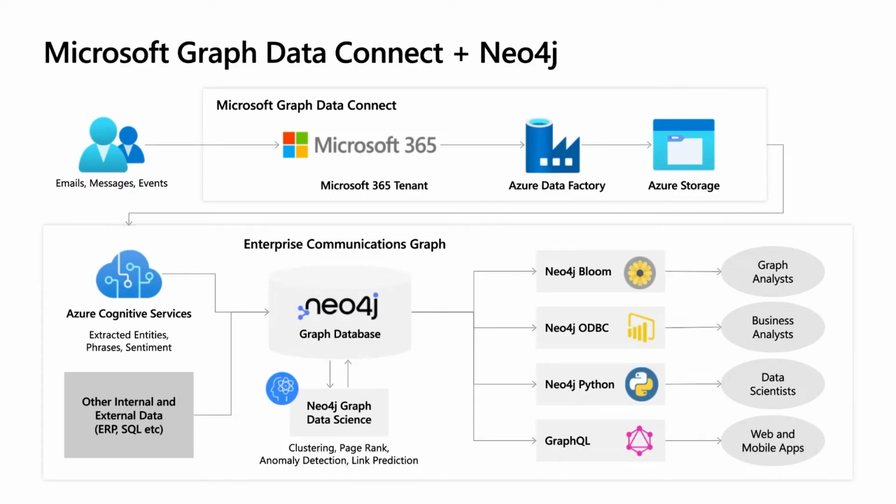So here's a simplified flow of the architecture that we've built around Microsoft Graph Data Connect. Microsoft Graph Data Connect uses Azure Data Factory to export data in bulk to Azure Storage. From there, we have pipelines that pre-process this communications content, and we're using Azure Cognitive Services to perform NLP, natural language processing operations on the data before we load it into Neo4j. Then that data is loaded into Neo4j, and we've built a canonical data model that represents Microsoft Graph Data Connect and all of the entities that you can extract from that data. We'll look at that in just a second.